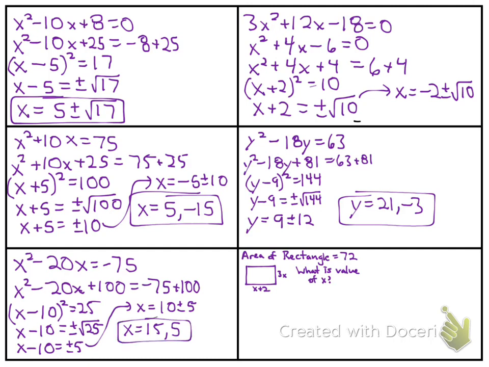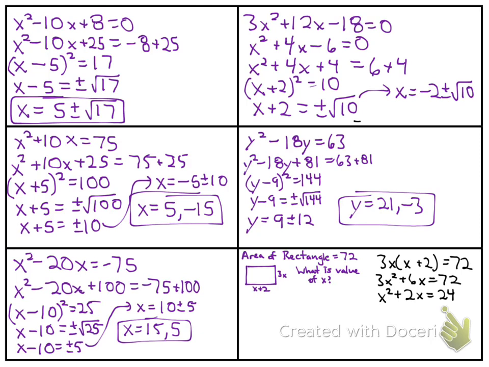Our last problem here, we have the area of a rectangle is 72. We need to find the value of x once we know the dimensions. So we're going to start with the equation that 3x times (x plus 2) equals 72, because base times height gives you the area. This is then 3x squared plus 6x equals 72. After I divide by 3, I get x squared plus 2x equals 24.